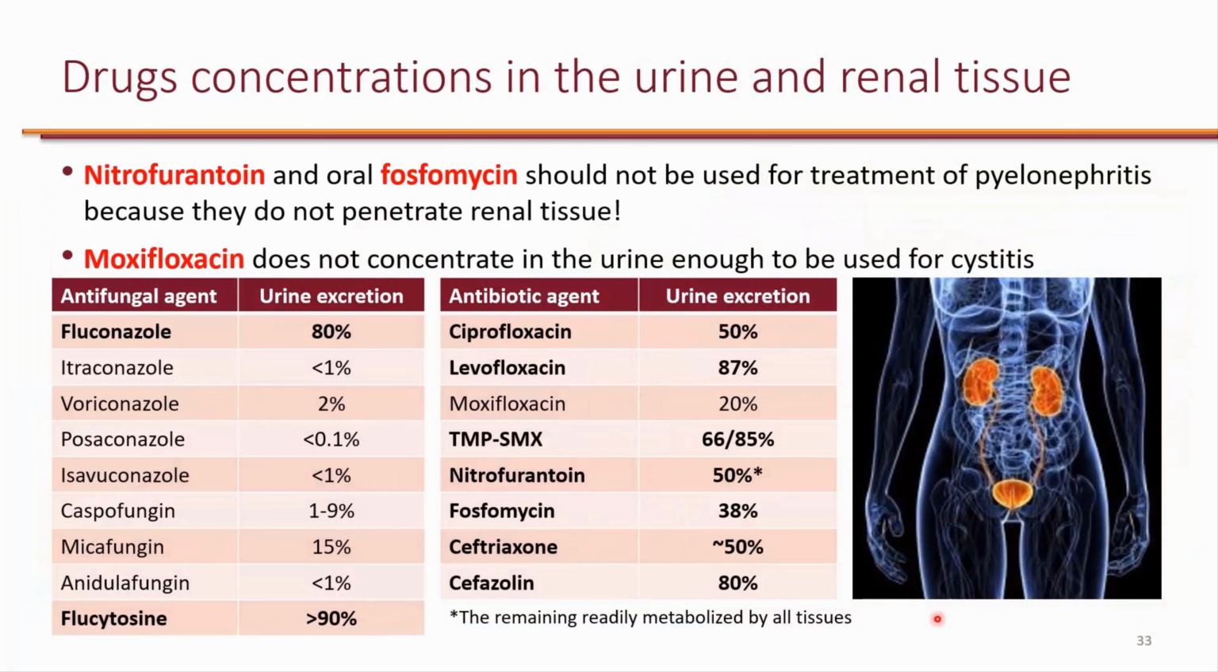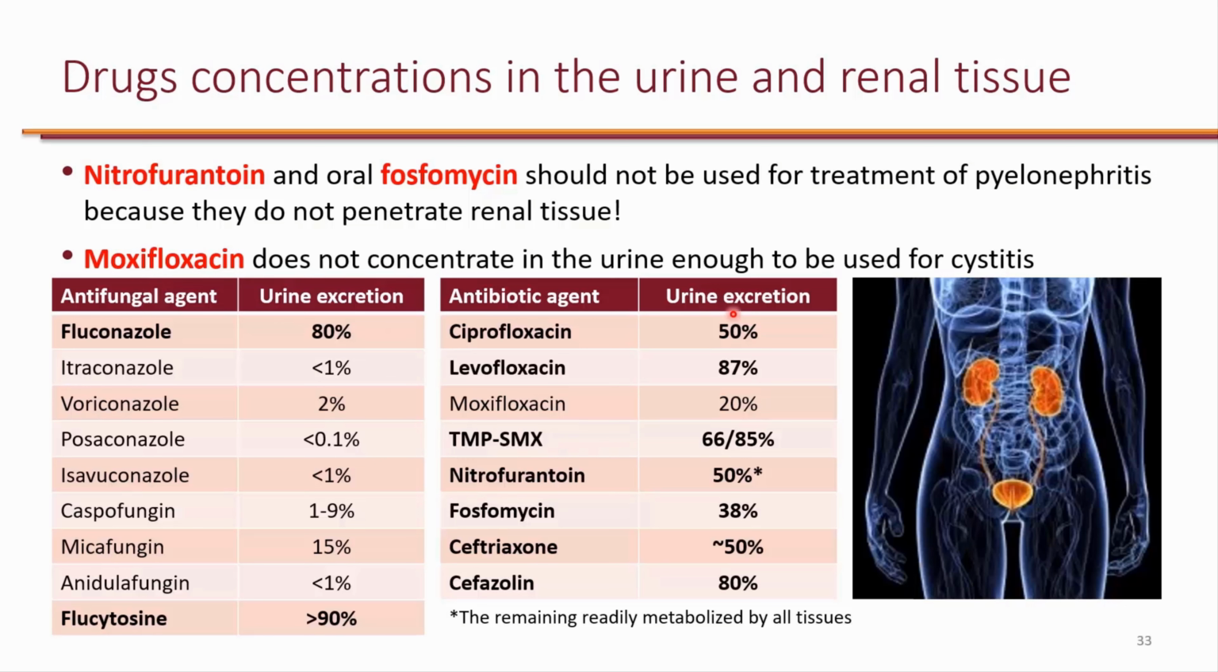Another thing to keep in mind when selecting agents for treating urinary tract infection is penetration to the site of infection. Nitrofurantoin and oral fosfomycin are excellent for cystitis. However, neither of them stay in the renal tissue, so they go completely into the bladder. So therefore, nitrofurantoin and fosfomycin, specifically oral fosfomycin, should not be used for pyelonephritis. Moxifloxacin also does not go into the bladder, so moxifloxacin should not be used for cystitis.